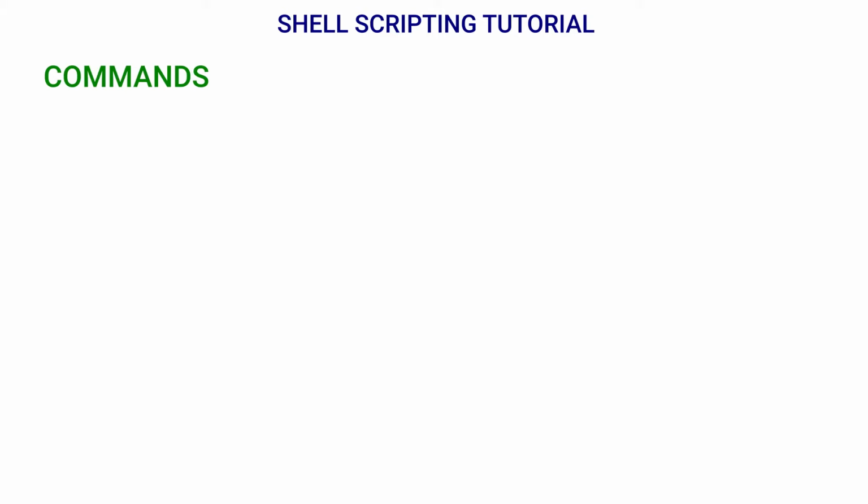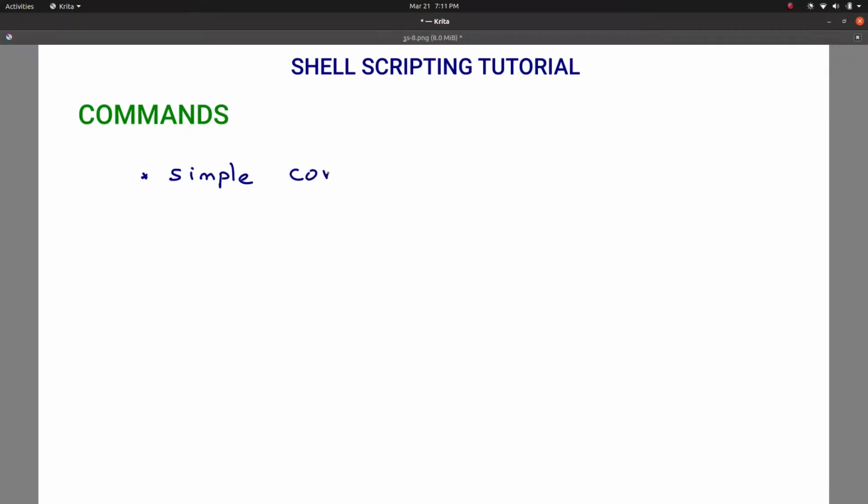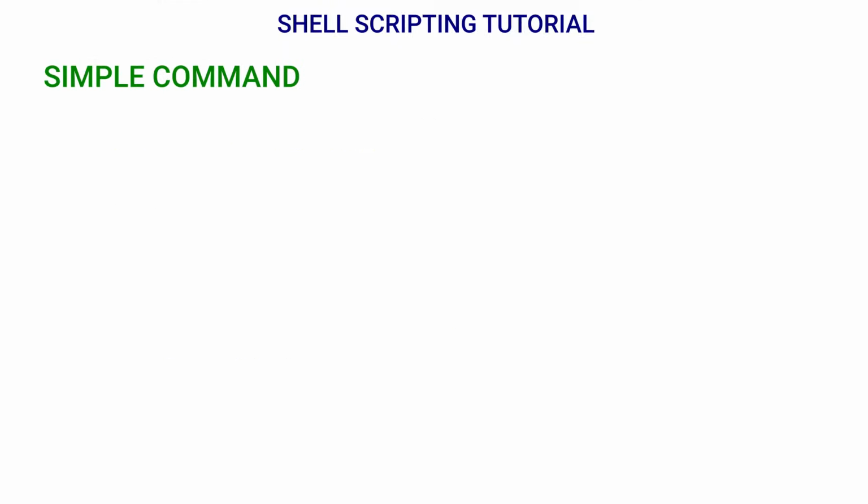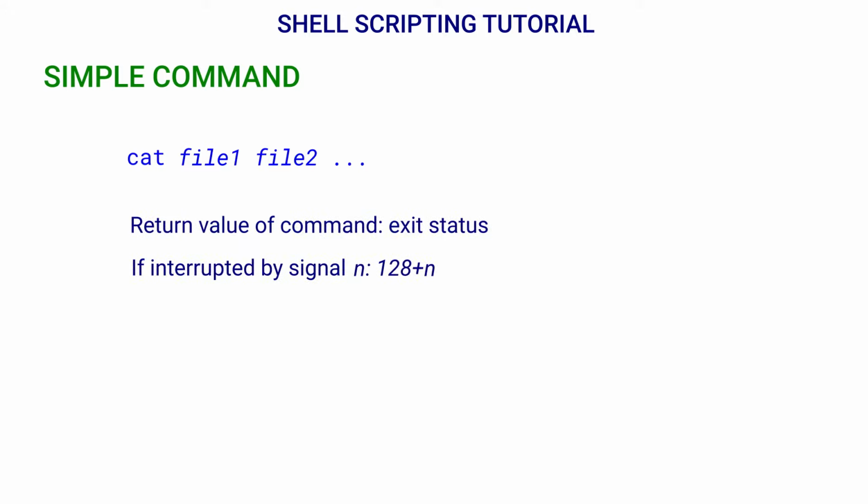Now we come to commands. Commands in shell scripts are like statements in a program. Commands are the basic entities that make a shell script. A command can be a simple command, a pipeline, a list, or a compound command. A simple command is a command followed by parameters, for example, cat file1 file2. The return value of a command is its exit status. If a signal with number n terminates the command, the return value is 128 plus n.